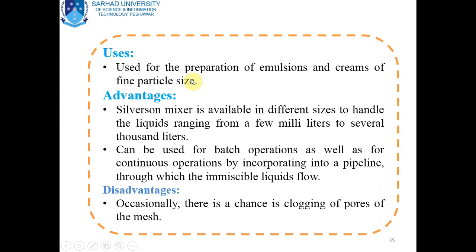Uses of Silverson emulsifier: it is used for emulsification in creams of fine particle size. The advantages include that it is available in a variety of sizes to handle liquid ranging from a few milliliters to several thousand liters, and it can be used for batch operation as well as for continuous operation, but we have to incorporate it into a pipeline through which the immiscible liquids flow. Disadvantages of this piece of equipment are that in certain cases there is occasionally a chance of clogging or blocking of the pores of the mesh, which can block the process of emulsification as well.